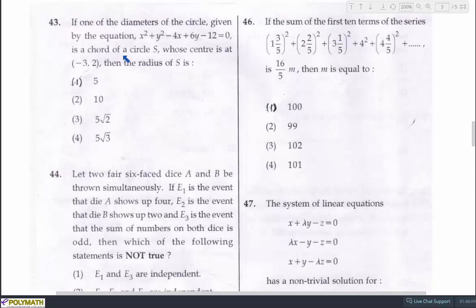Whose diameter is given to be the chord of another circle, yes. The equation of circle S is not given except its center. The center is given, and we have to find out the radius. So the radius we don't know. Let the radius be R.